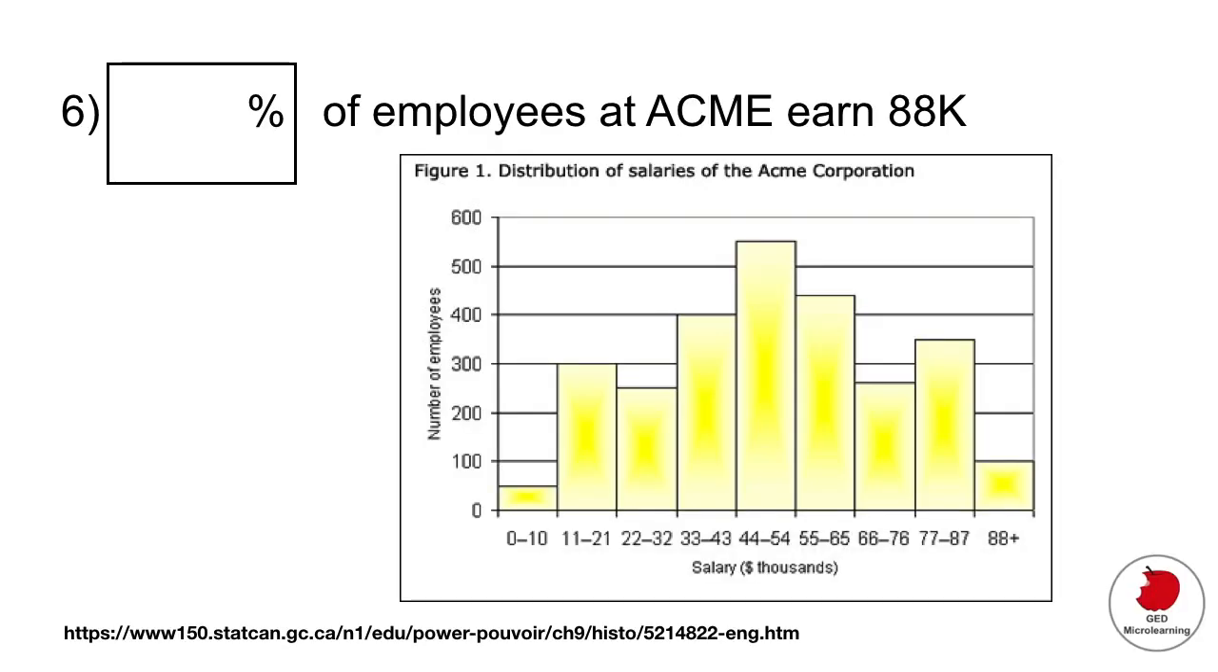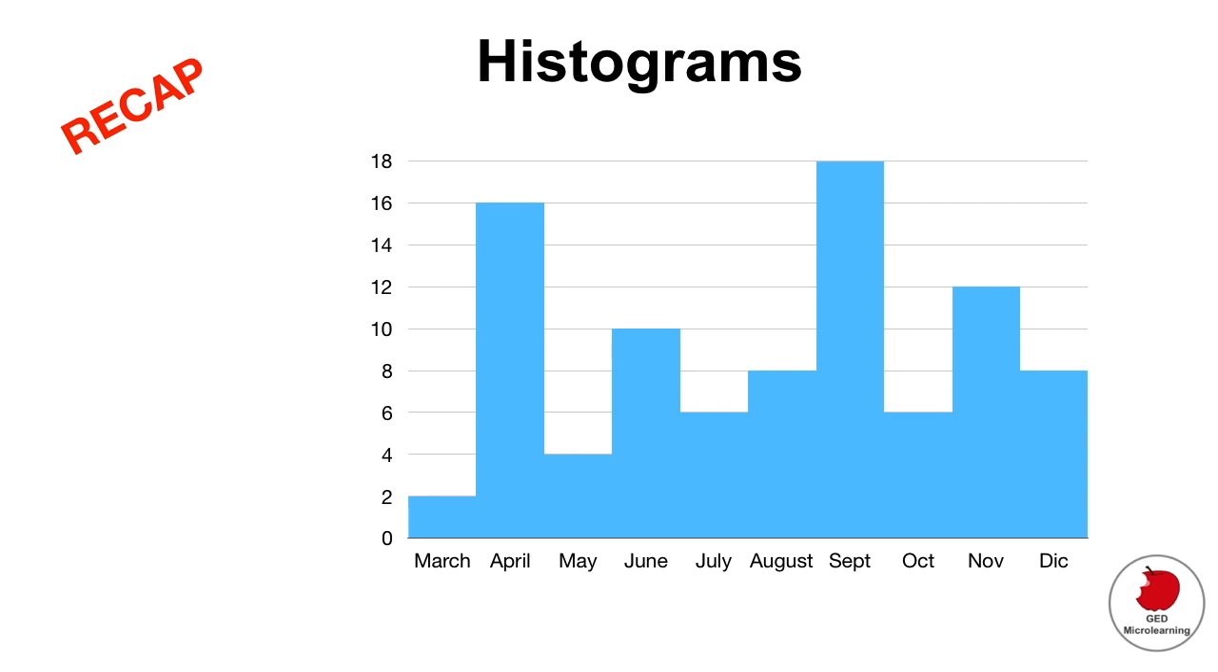Question 1 looks at a histogram, and it asks you what percentage of employees at Acme earn $88,000. Just a quick recap, a histogram is kind of like a bar graph where all the bars have been put together. The first thing whenever you read a graph is to look at the title. In this case, I forgot to put the title. Next, you look at the y-axis. This was a histogram on frequency of rain each month, and that's what the y-axis is showing.